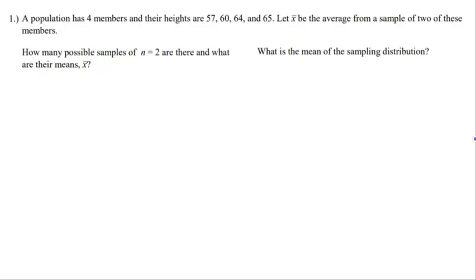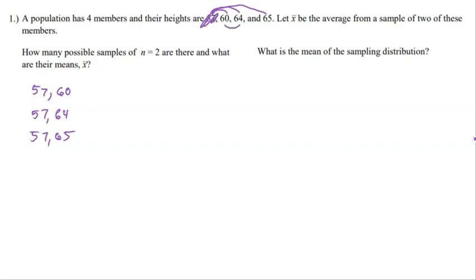Well, since we're picking 2, basically what we're doing is taking any number and pairing it with another number one time. So, 57 will get paired with 60, 57 will get paired with 64, and 57 will get paired with 65. So we've got 57 and 60, we've got 57 and 64, and then we've got 57 and 65. All right, so 57 has been paired with all the numbers.